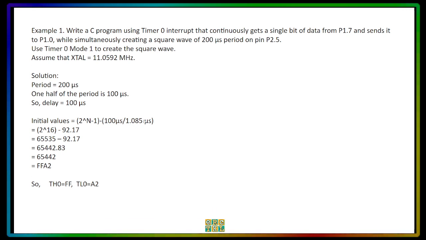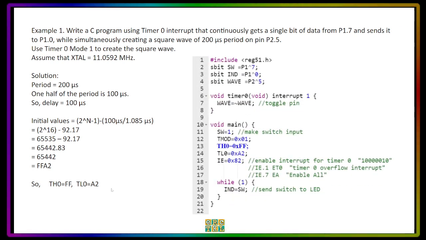So if you divide these two, the microseconds will be cancelled and we will be getting 92.17. And subtracting it from 65,535, we got 65,442.83. And let's drop the integer value, so it will be 65,442, and convert it to hex, it will be FFA2. And so the TH0 will be FF and the TL0 will be A2. That will be the initial values of the timer 0 registers. Now, let's make the program.